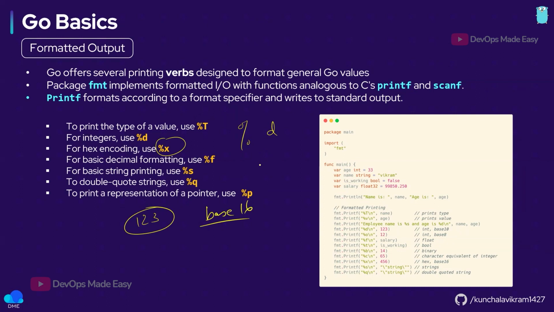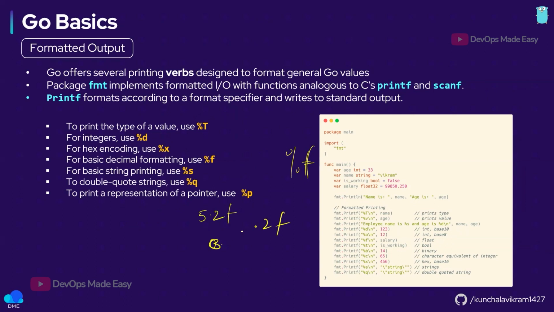And for formatting floating point values, you can use %f. So it will have a default width. I'm going to show you what is the meaning of width. If you're coming from a programming background, while printing floating point values, you would come across something like %5.2f or %0.2f and so on. So what is this 5? What is this 2 after the decimal? We are going to understand the meaning of this.